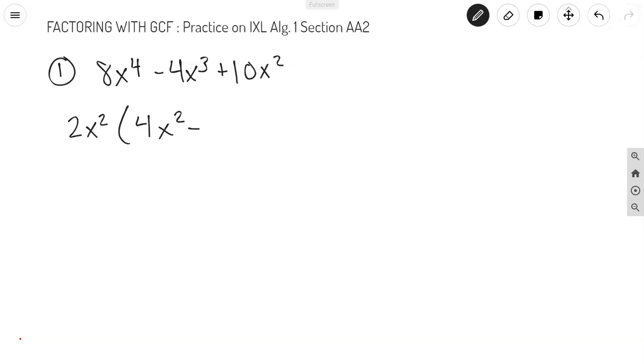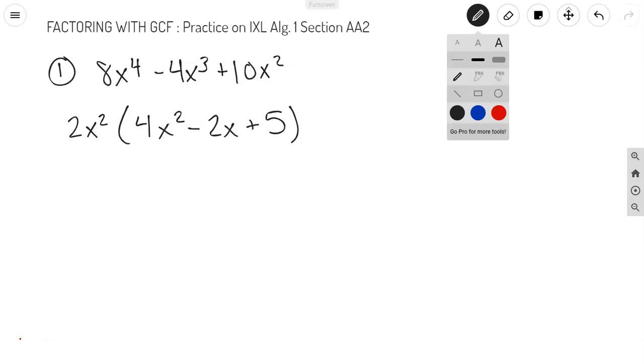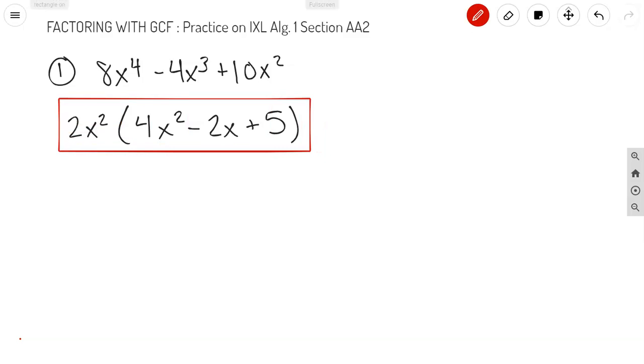Minus 4 divided by 2 is 2. And then x^3 divided by x^2, this one is just x to the 1 or just x. Then I go 10 divided by 2 is 5. And then x^2 divided by x^2 cancels. They cancel. So we just leave it as 5 and we close our parentheses. That is all we do. That is our answer.